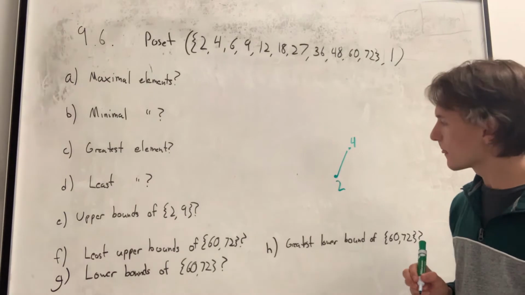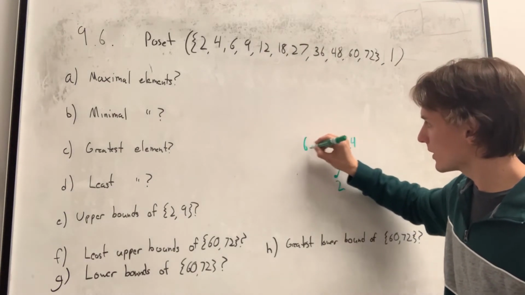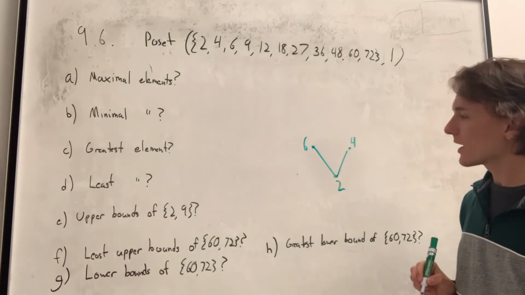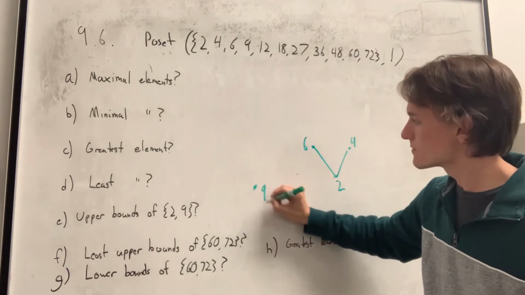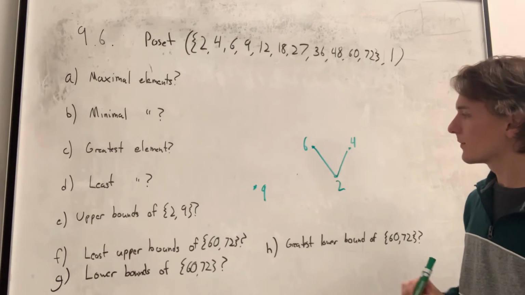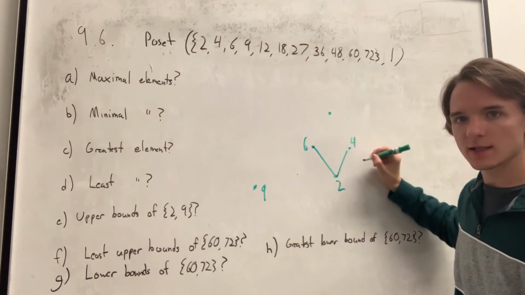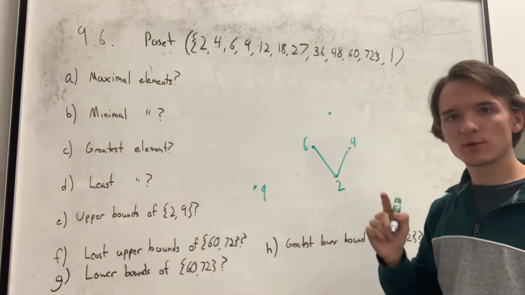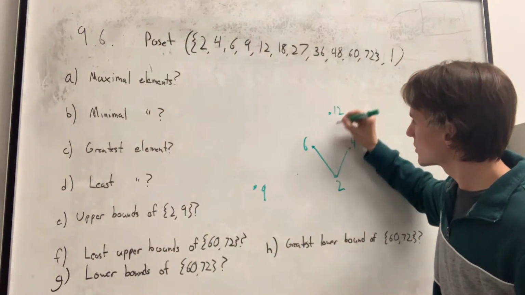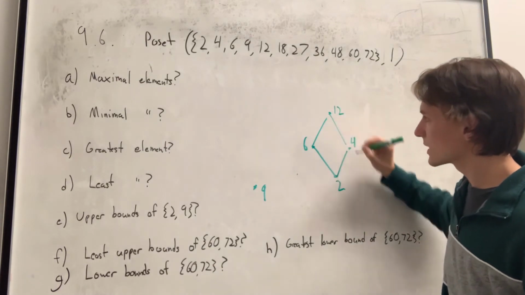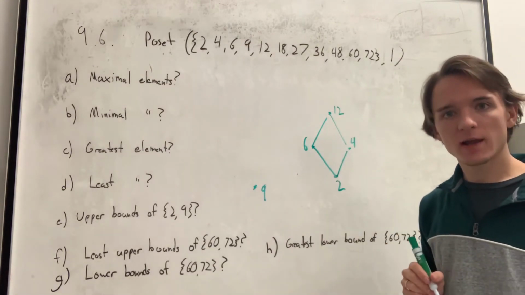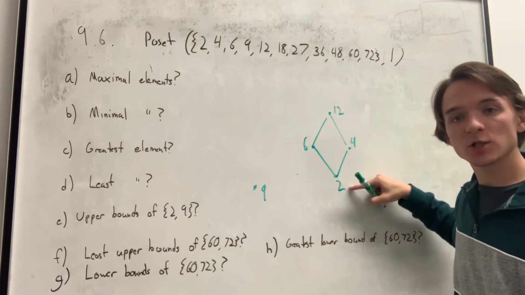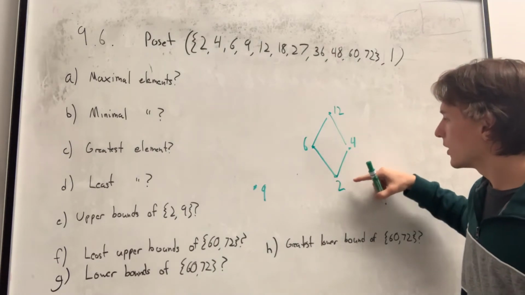We have 6. Only 2 divides 6, so we put it on a higher level and connect it to 2. 9. 9 is alone. We have 12. 12 is divisible by 6 and 4, so we draw edges from 6 and 4 to 12. We do not draw an edge from 12 to 2 because a relationship already exists in our hash diagram.